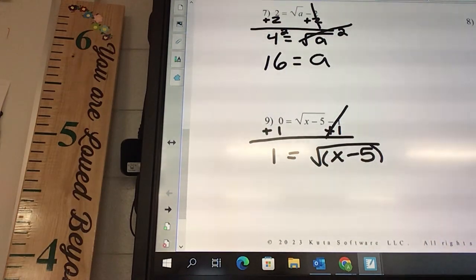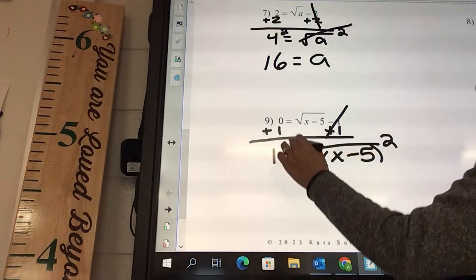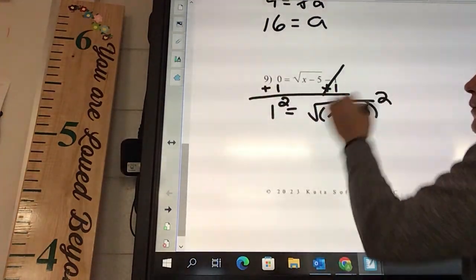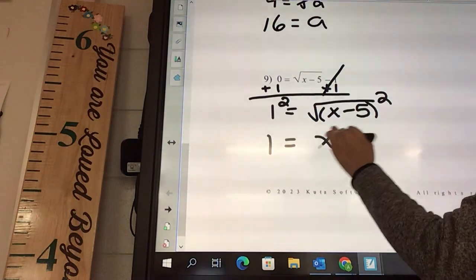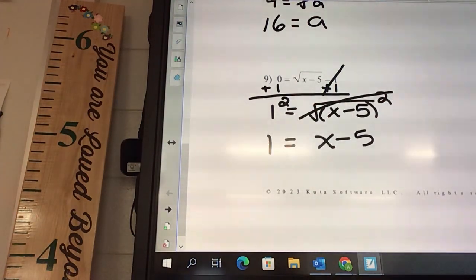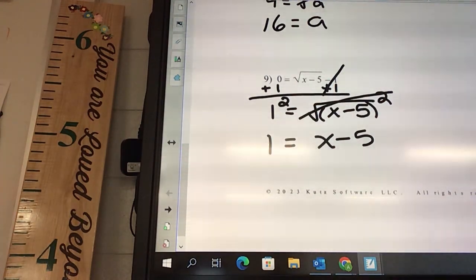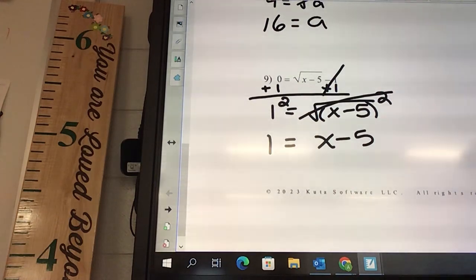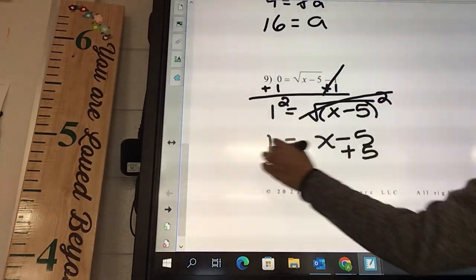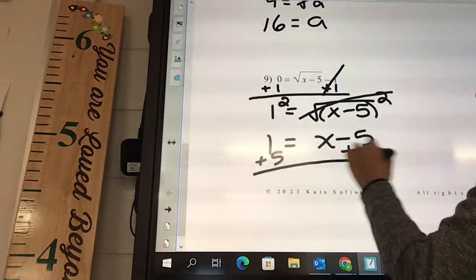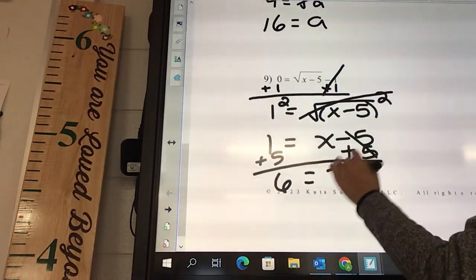Okay, so now we can go ahead and square both sides. What is 1 squared? 1 equals x minus 5. Now what? Let's try to add 5 to both sides. Add 5 to both sides. 6 equals x. Good.